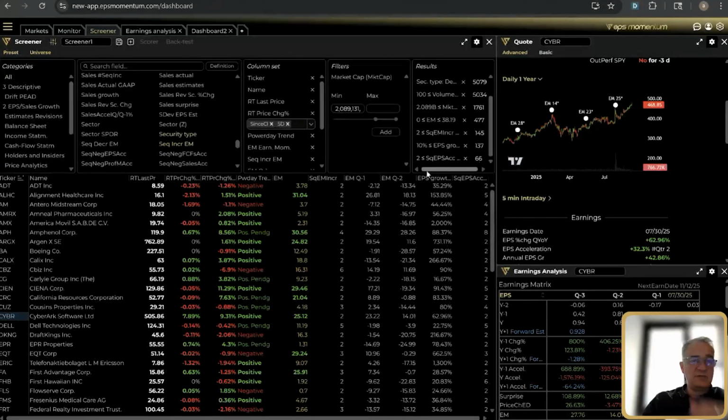Now, if you like those names, you like Ciena, you like CyberArk, you right-click with your mouse and click on Add to Monitor, and you click on your Great EM Score, which is the name of the monitor. I'm going to click on Ciena as well, Add to Monitor.